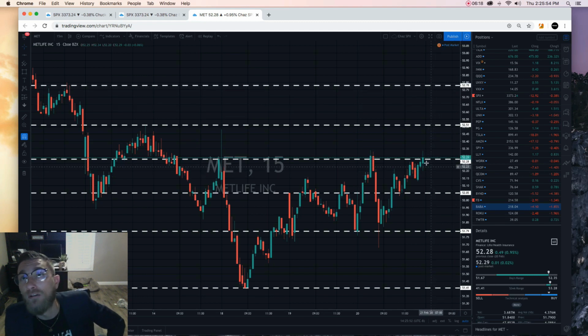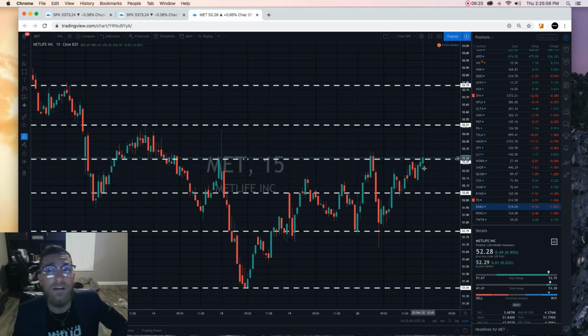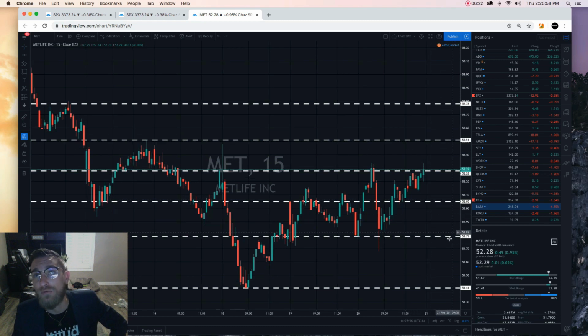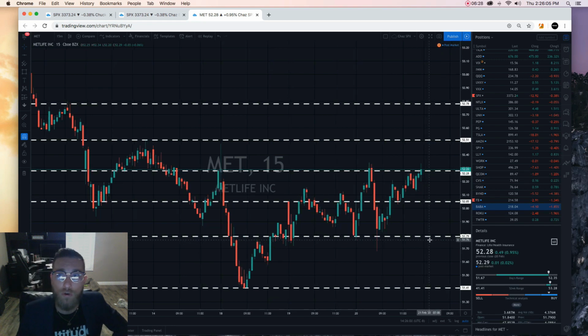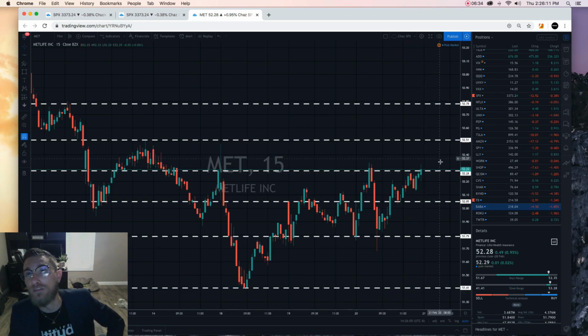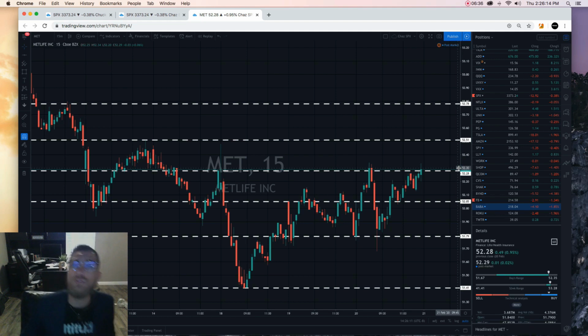If we reject this 52.28 again, then we have this chop zone between 51.79 and 52.28. I wouldn't trade anywhere in here. I would look long above 52.28. I would look short below 51.79. First target on the short side would be 51.41. And the two targets on the upside above 52.28 are 52.51 and 52.78.